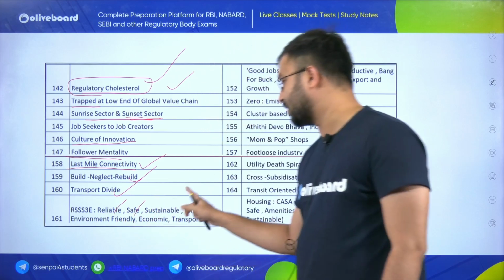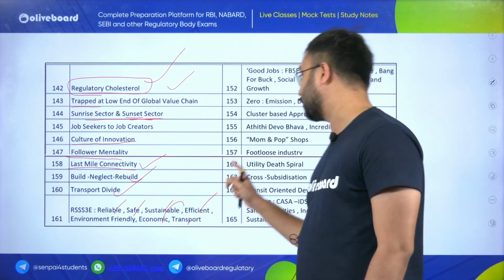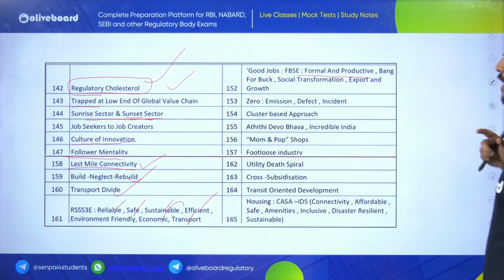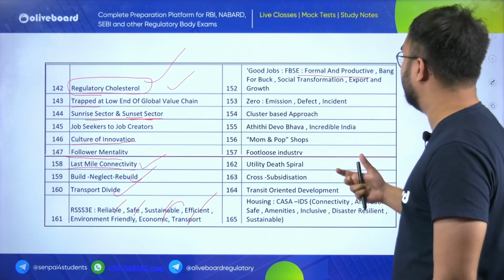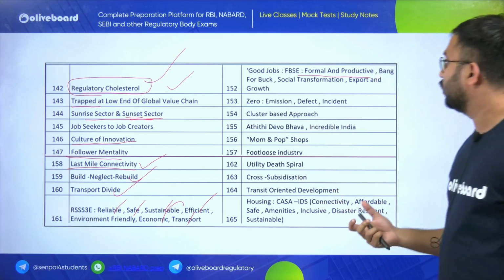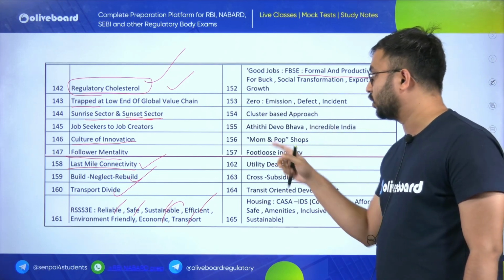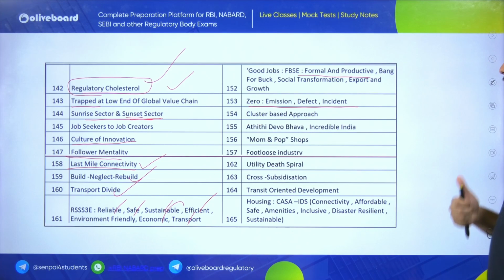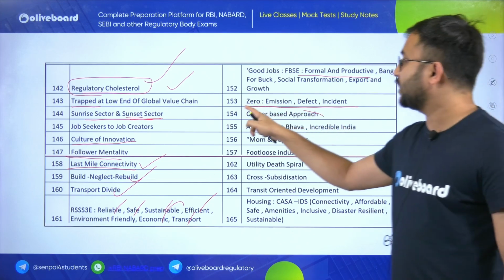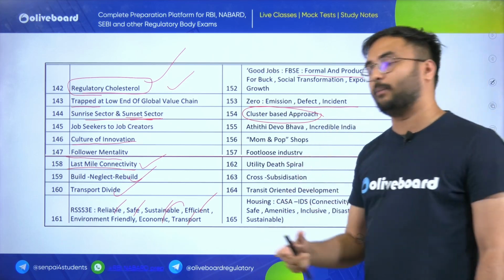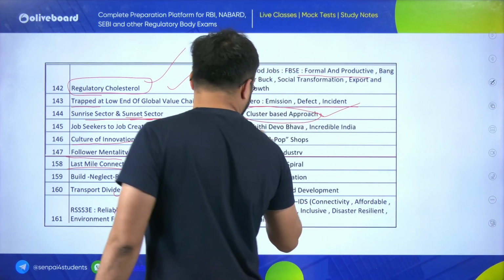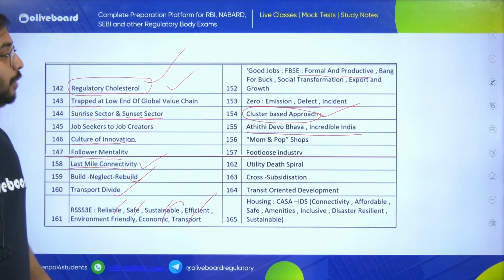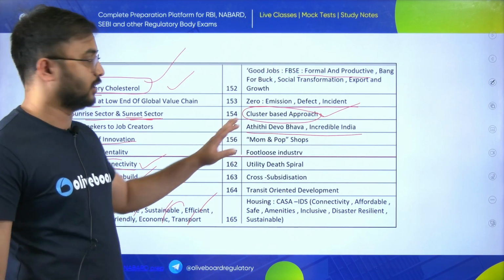RSSS3E: reliable, safe, sustainable, efficient, environment friendly, economic, and transport. Good job, that is FBSE: formal, productive, bang for buck, social transformation, export and growth. Zero, that is emission, defect and incident. Cluster based approach, so it is an area to area based approach, that is cluster based. Then Atithi Devo Bhava or Incredible India. You can write this also.